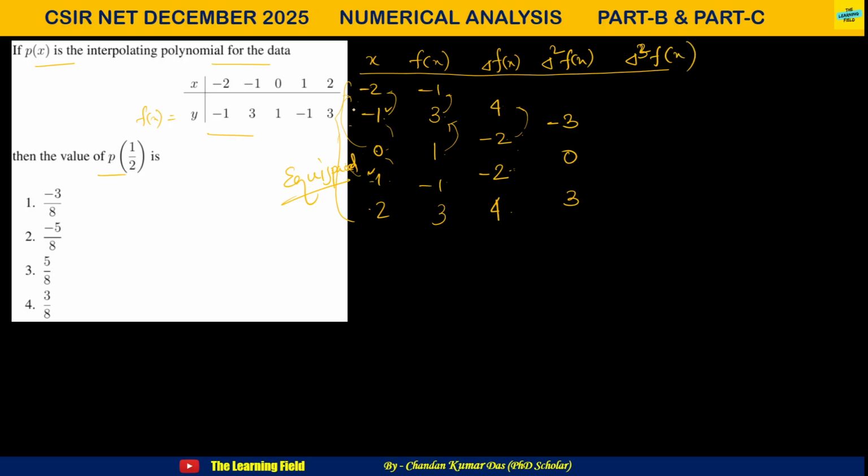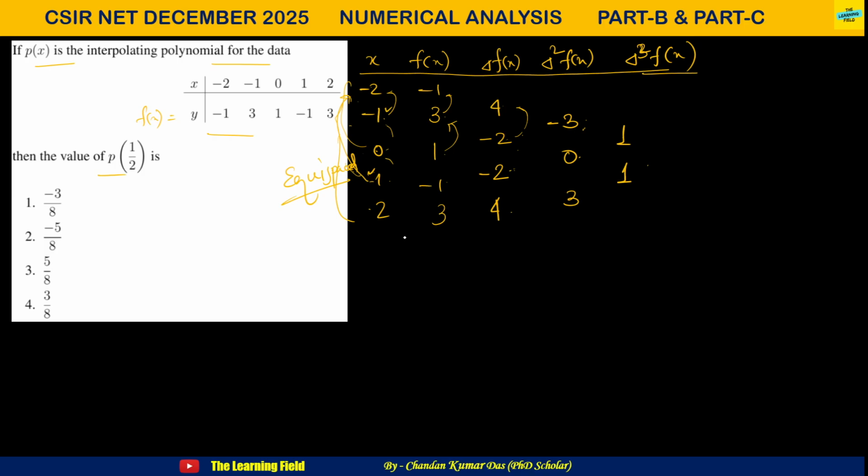Then the next, delta cube f(x). Now here the gap is 3. So 0 minus -3 means 3, divided by 1 minus -2, that means 3, which gives 1, and similarly this gives 1. Now the next difference is 1 minus 1, which is 0. Therefore we calculate the differences up to the constant. If these two are constant, then we stop the calculation of the difference table, because the next difference is 0.